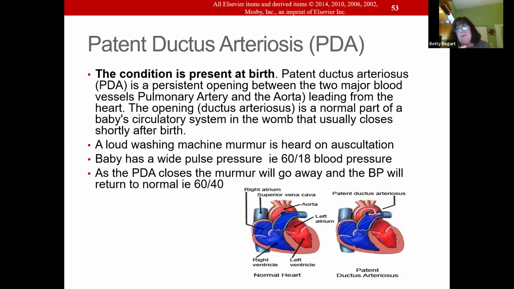The other thing, which is quite interesting, is something called a wide pulse pressure. Now, a normal blood pressure on a brand new infant is 60/40. That 40 is an 18 if that duct is open. That's the wide pulse pressure. And we can actually follow it when that number goes back to 40, that it's closed. Pretty neat stuff.